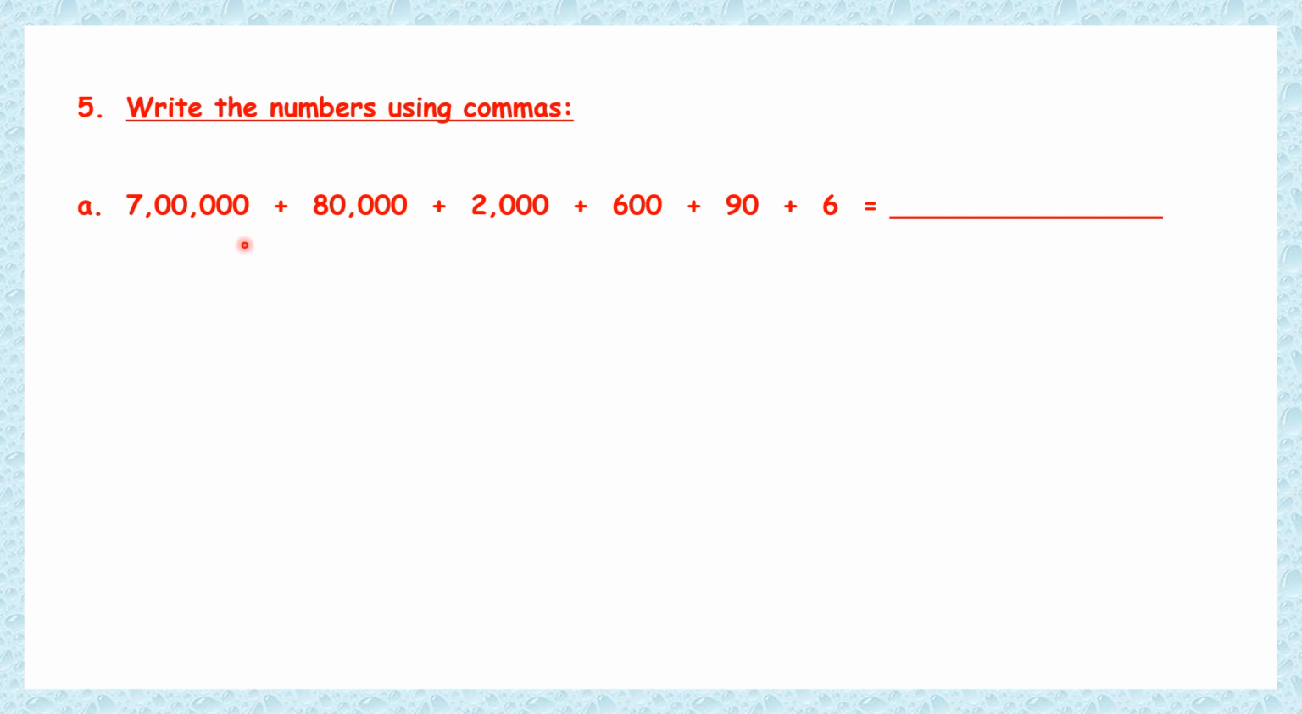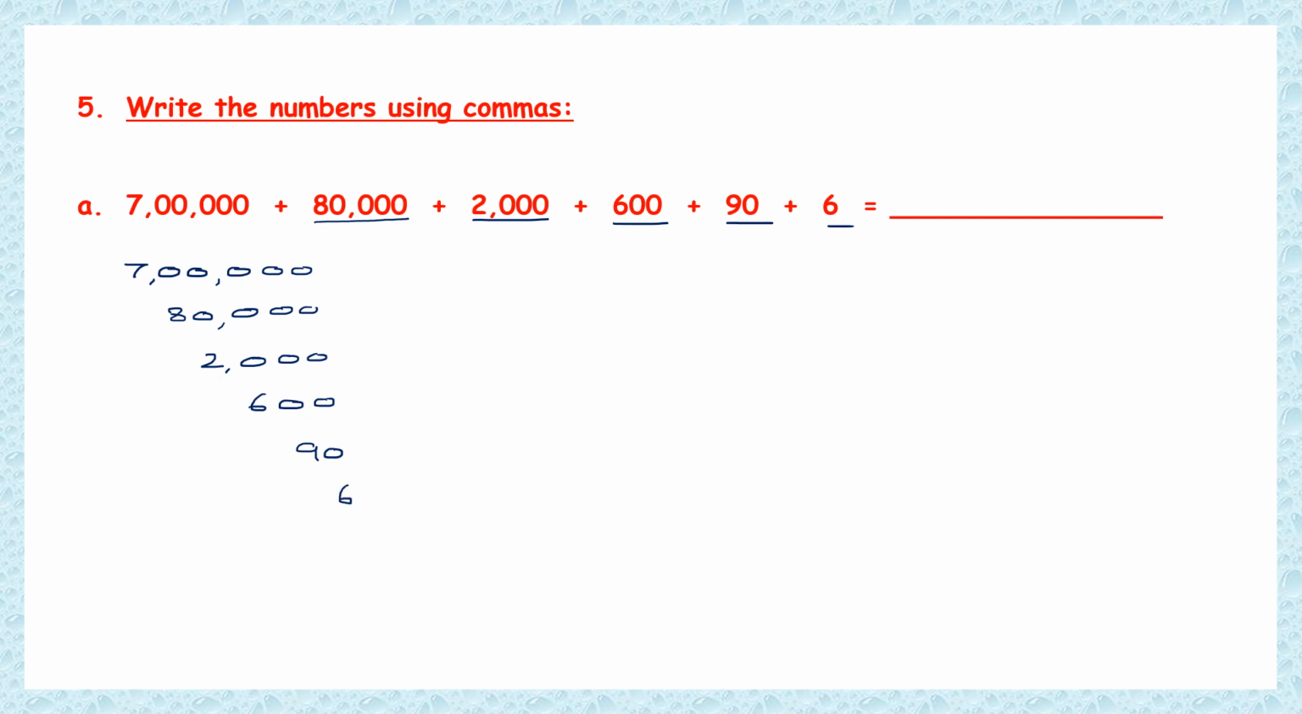So let's take the first number, 7 lakh. So let me write it here itself. So 7 lakh. Arrange it properly. The next number is 80,000. Put it in the right column. This is the 80,000s column. Plus we take 2,000. So we write 2,000 here. Then we have 600. Put it in the right column. 600. Then we have 90. And then we have 6.